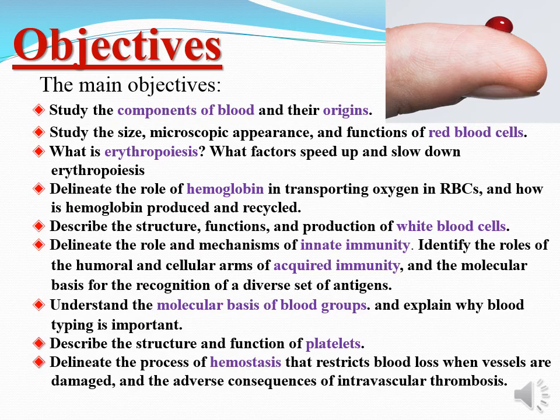Also describe the structure, functions and the production of white blood cells. Delineate the role and mechanisms of the innate immunity. Identify the role of humoral and cellular arms of acquired immunity and the molecular basis of the acquired immunity. Understand the molecular basis of blood groups and explain why blood typing is important. Also, describe the structure and functions of platelets and their role in hemostasis, which helps to restrict blood loss when vessels are damaged, and also delineate the adverse consequences of intravascular thrombosis.